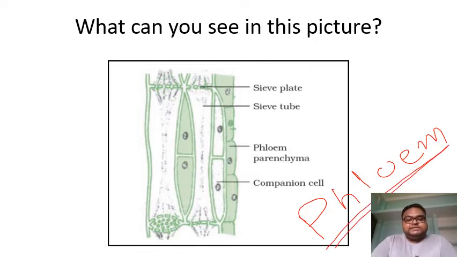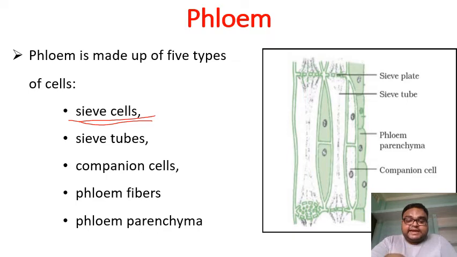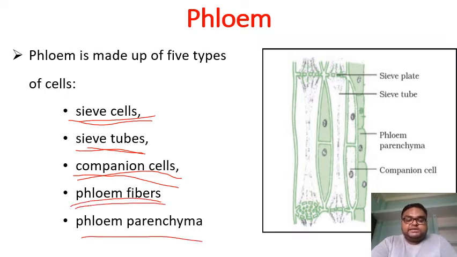Now let's see what is there in this phloem. Phloem is made up of five types of cells. The first one is the sieve cells. The second one is the sieve tubes. The third one is the companion cells. The fourth one is the phloem fibers. And the fifth one is the phloem parenchyma.